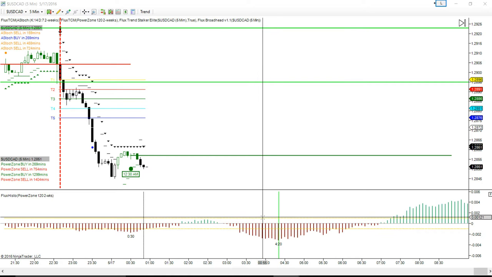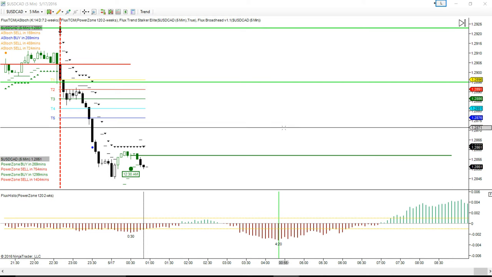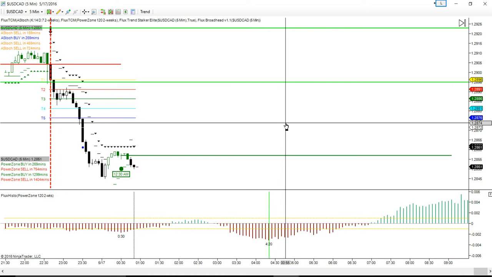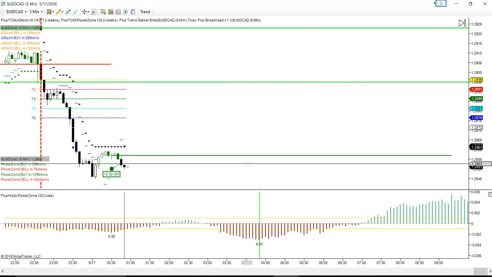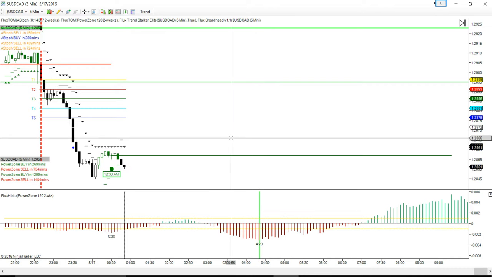So with the Flux Power Zone and the Trend Stalker and the bigger histogram, you take a lot less trades, and all you have to do is basically wait for them. You're not constantly in and out of the market. So this is what my next trade was.